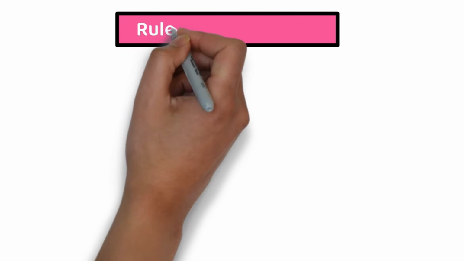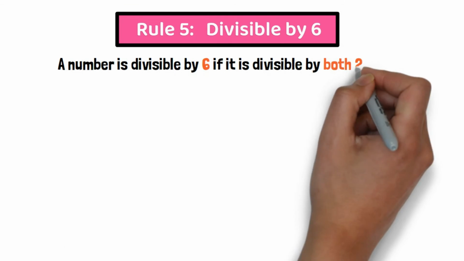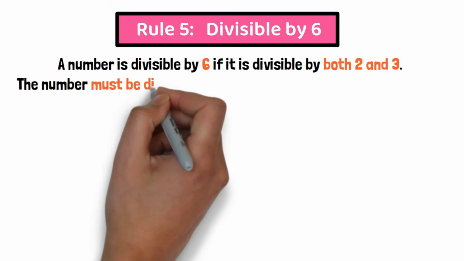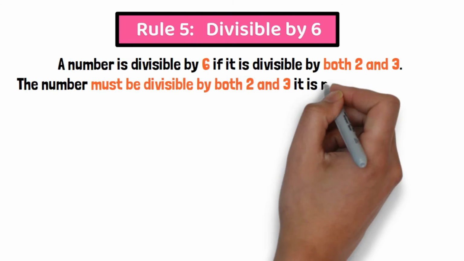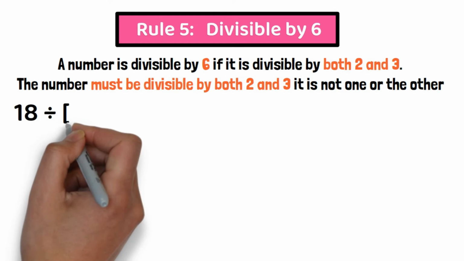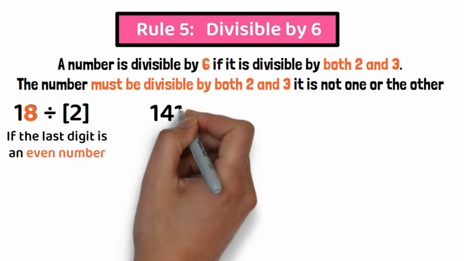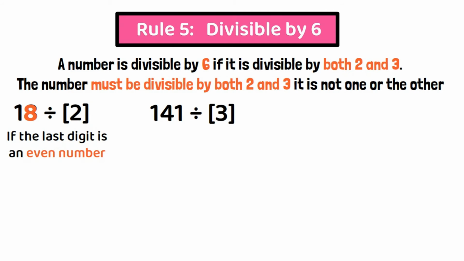Now let's move to rule number 5, divisible by 6. A number is divisible by 6 if it is divisible by both 2 and 3. Be careful. The number must be divisible by both 2 and 3. It is not one or the other. Let's recall the divisibility rule for 2, which is a number is divisible by 2 if the last digit is an even number. Also, let's recall the divisibility rule for 3. A number is divisible by 3 if the sum of its digits is divisible by 3.